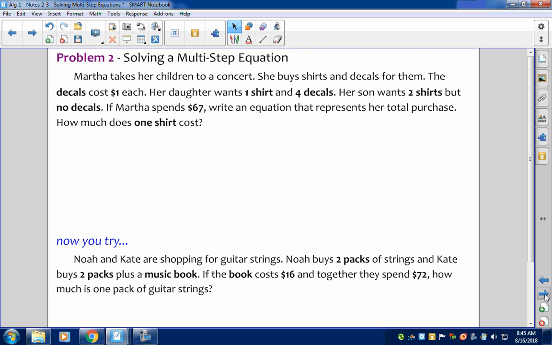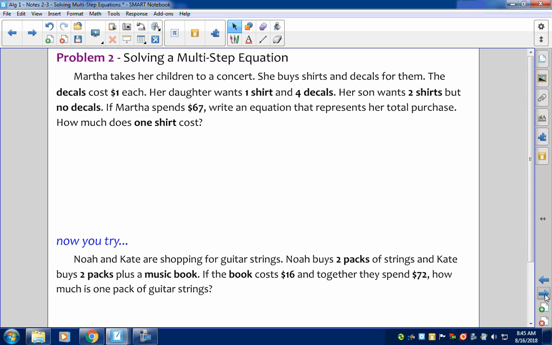All right, so solving a multi-step equation, we're going to write an equation first and then solve it. So this one is, let's read it here. Martha takes her children to a concert. She buys shirts and decals for them. The decals cost $1 each. Her daughter wants 1 shirt and 4 decals. So you can see in bold here the things that are involved in the equation.